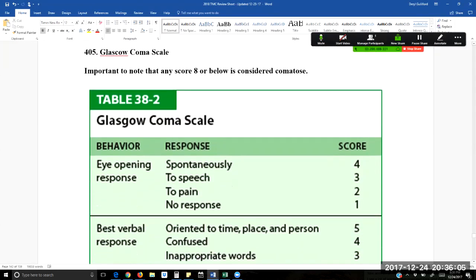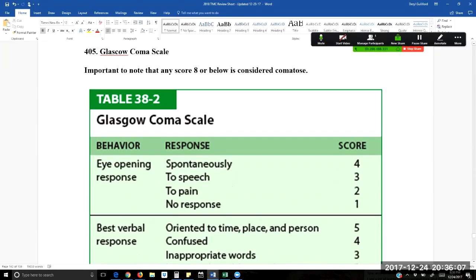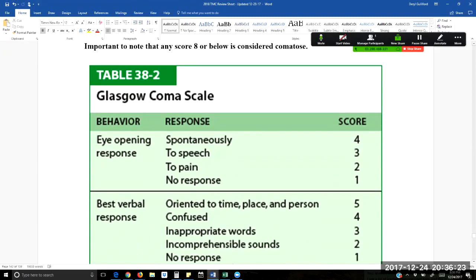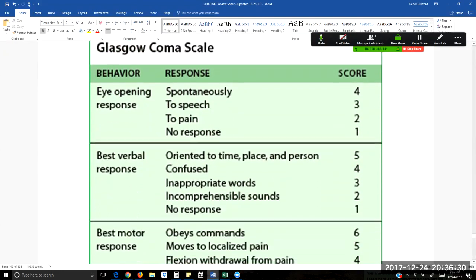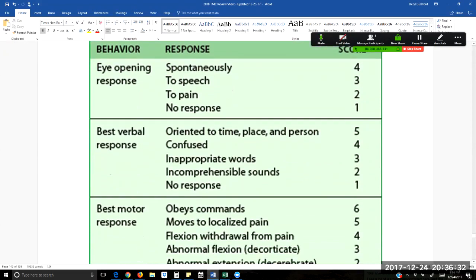Glasgow Coma Scale. Yes, you do need to know the Glasgow Coma Scale. Any score 8 or below is considered comatose, and that's the reference that students have been seeing on the test, a Glasgow Coma Scale less than 8 is considered comatose. We have not had any students who had to actually formulate the score, so I'm not going to spend a lot of time going over the individual scoring.